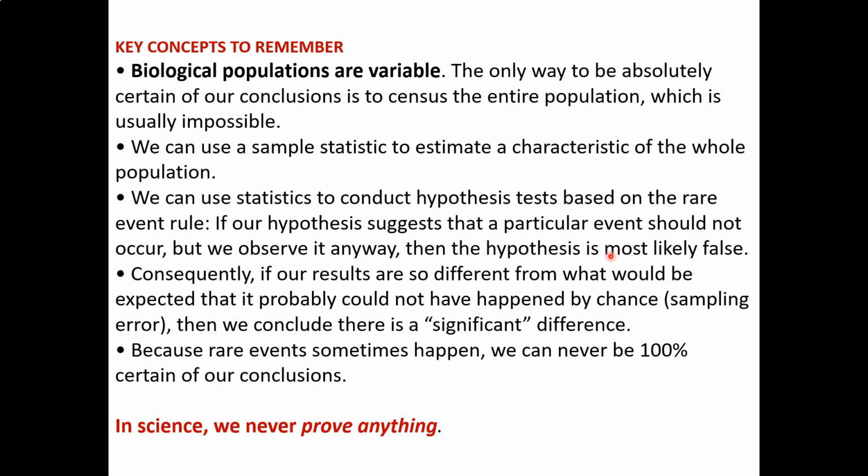And because rare events sometimes happen, rare events do happen, we can never be 100% certain of our conclusions. That's why we do not go beyond a 95% confidence interval. We can never reach 100% confidence intervals. Never. Because there is uncertainty, because things can happen by chance, because there is something called inevitable sampling error, which will never be zero.